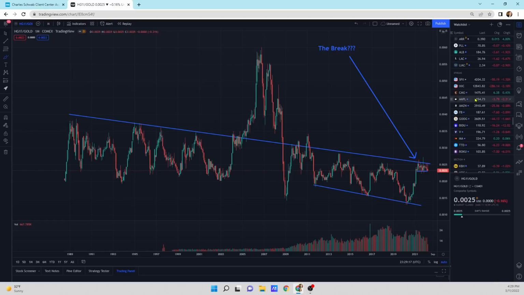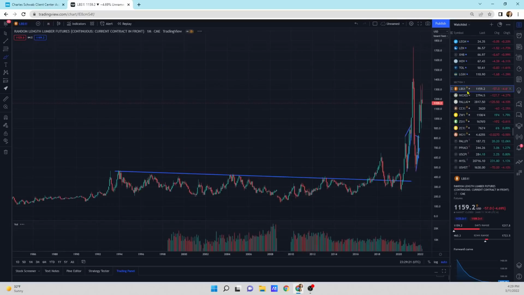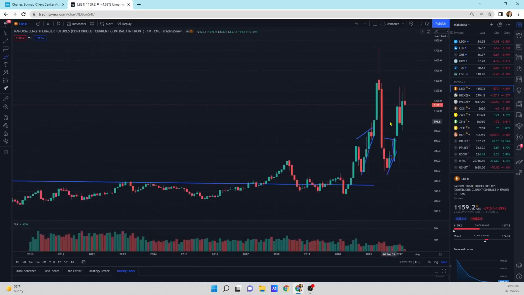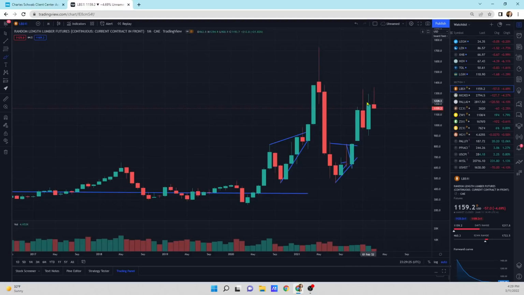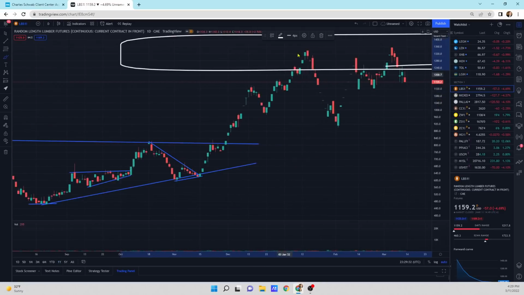Looking at some of the other sectors, we've got the lumber. Lumber has remained very elevated. It looks like we've got some resistance up in this region here. If we zoom in, you can see it looks almost like a double top. We might see some relief coming back down, going to more of a consolidation period before moving higher.